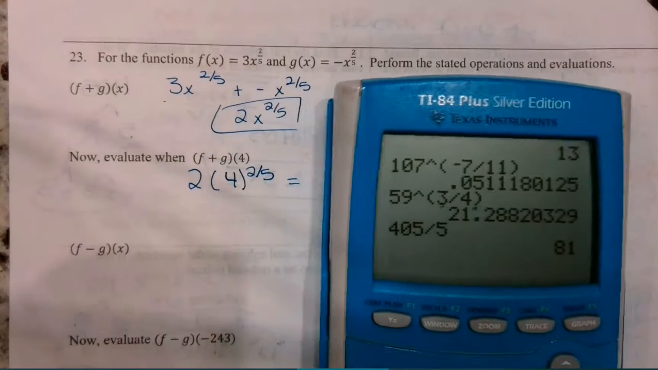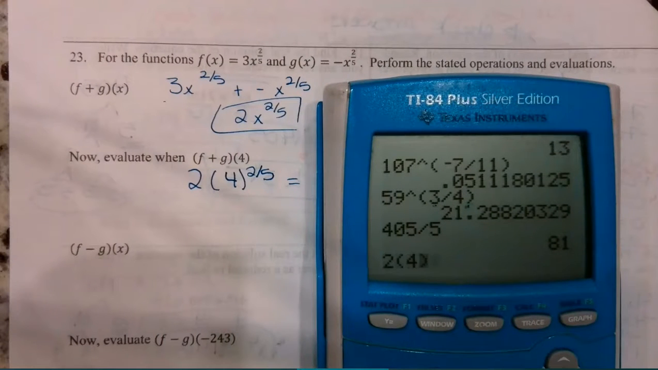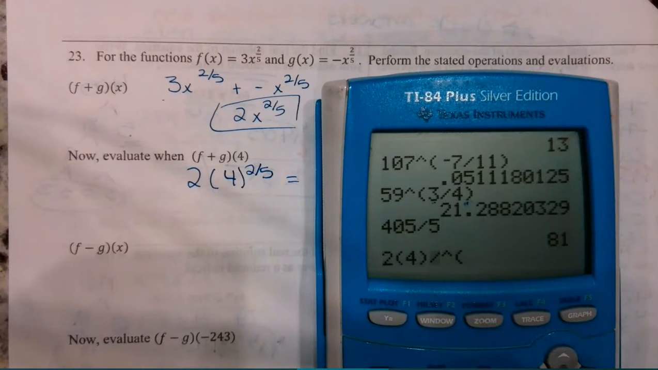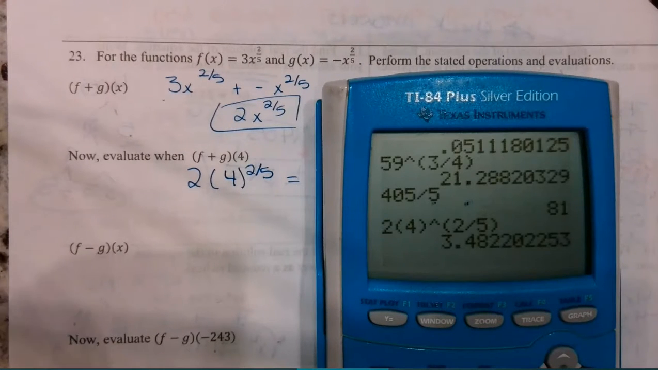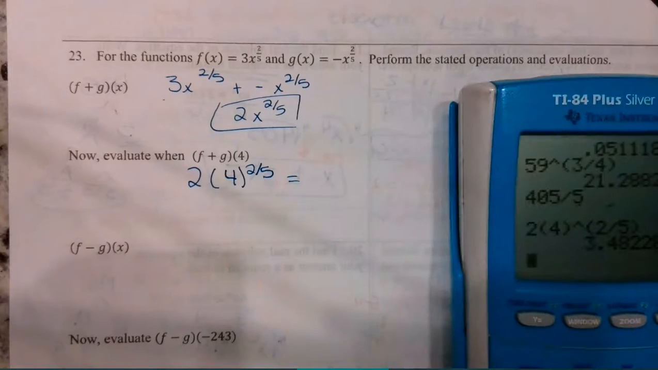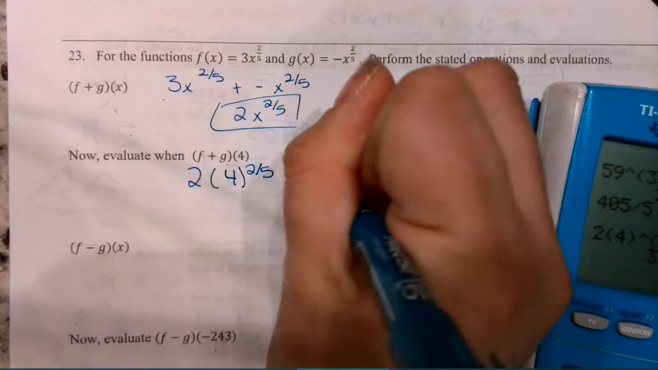So I have 2 parentheses 4, 2/5. I have to put mine in parentheses. And it gives me 3.48.